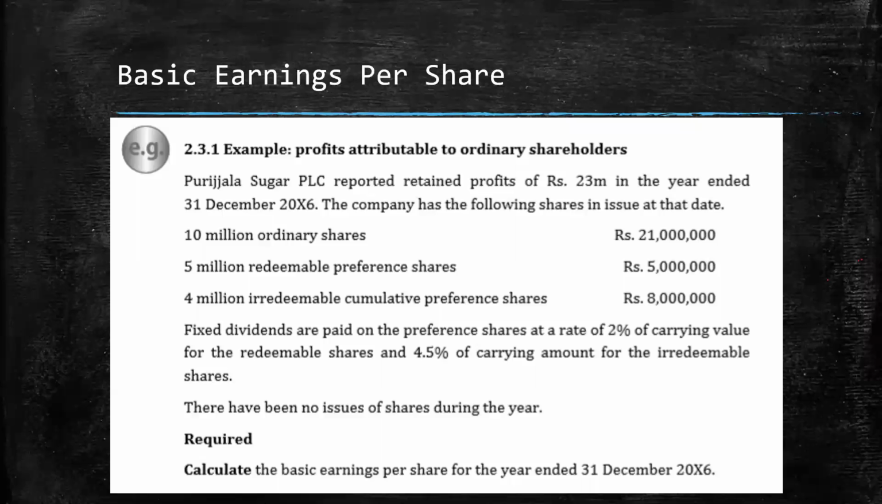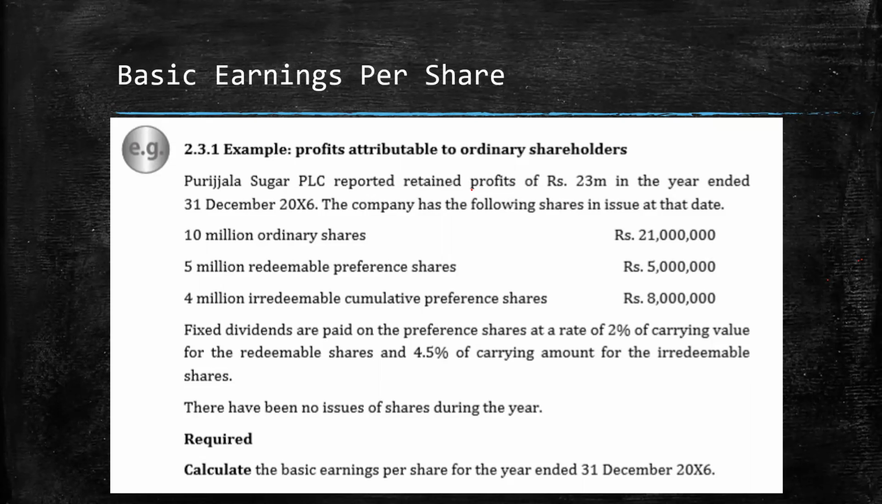Right. So here we have an example or an activity to do. See, profits attributable to ordinary shareholders. Purichala Sugar PLC reported retained profit of 23 million rupees in the year ended 31st December 2016. Right? So their financial year begins from 1st of January 2016 and ends on 31st December 2016. So during this 1 year period, they have earned a profit of 23 million rupees.